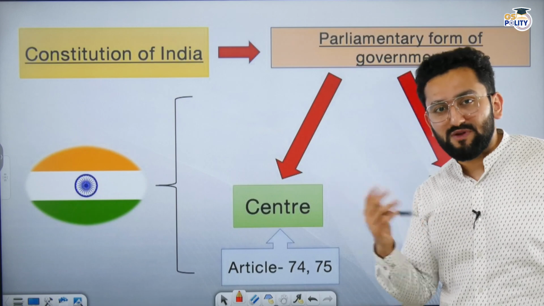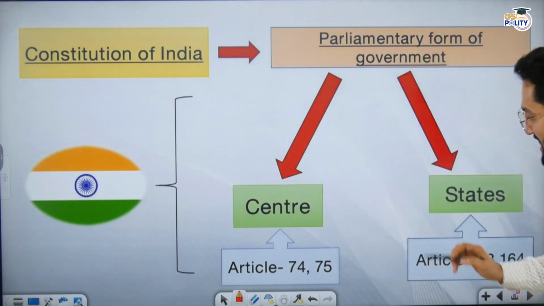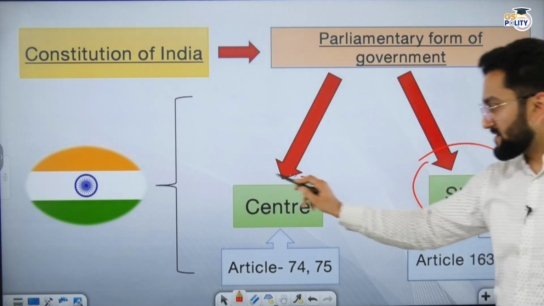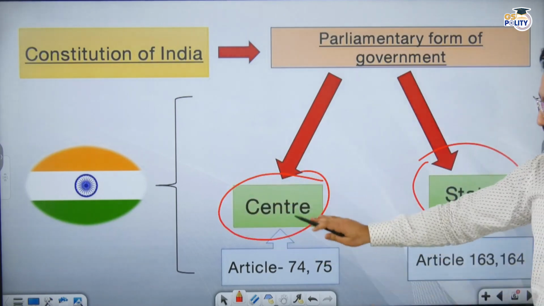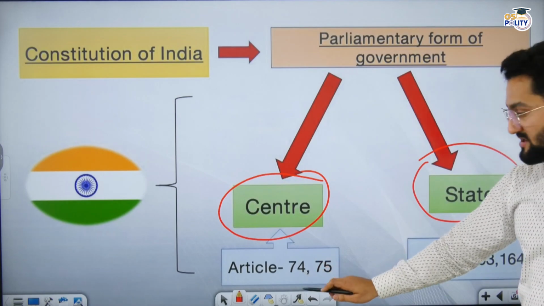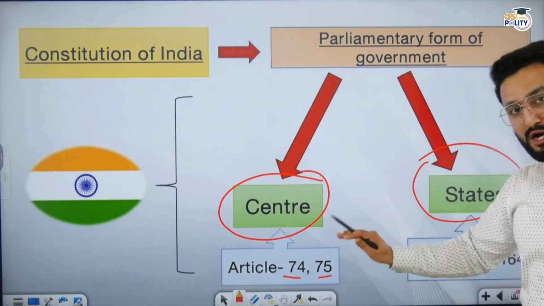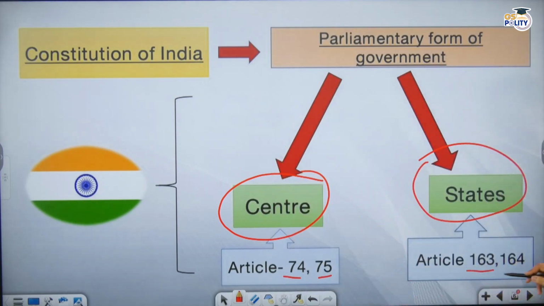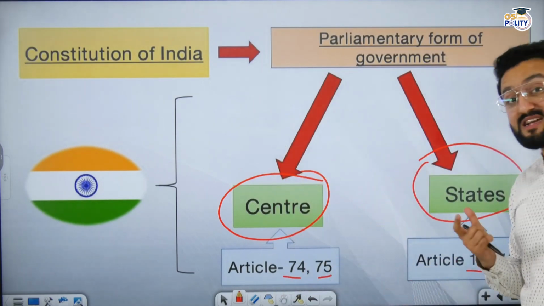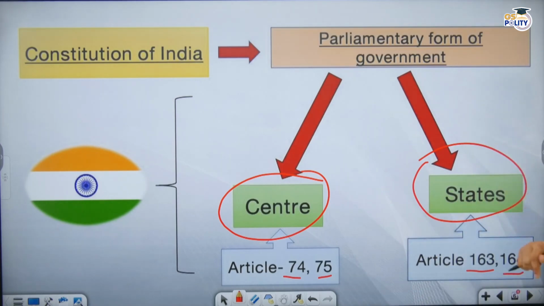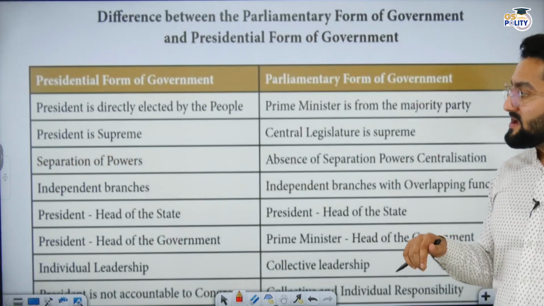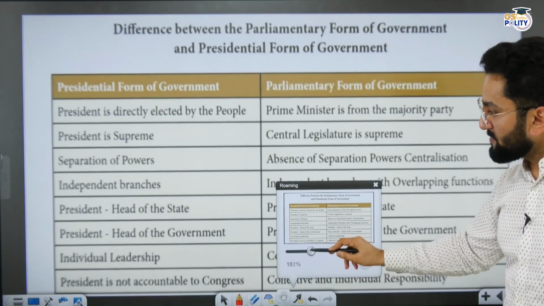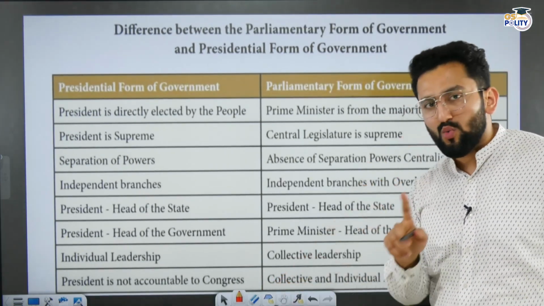This discussion we had before also, but you should be clear in mind: at state we have a parliamentary system, but not parliament. With respect to the center, Articles 74-75 talk about the parliamentary system at the center. Here, Articles 163-164 talk about the parliamentary kind of system at the level of state. Now, what is the difference between parliamentary and presidential form of government? Let's discuss them one by one.